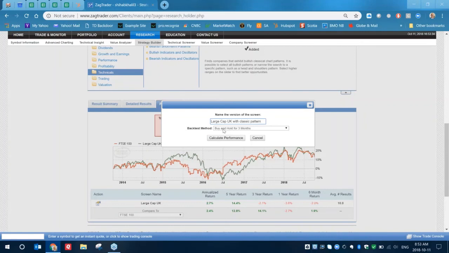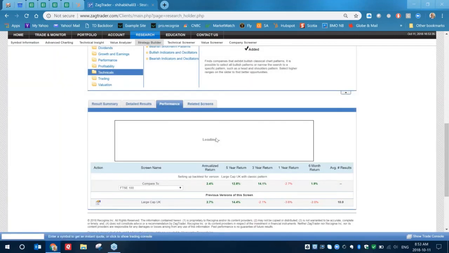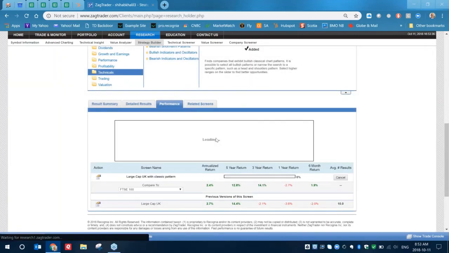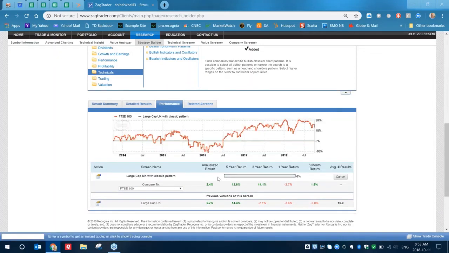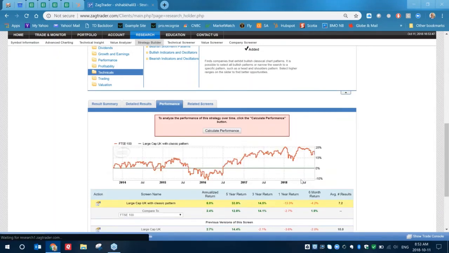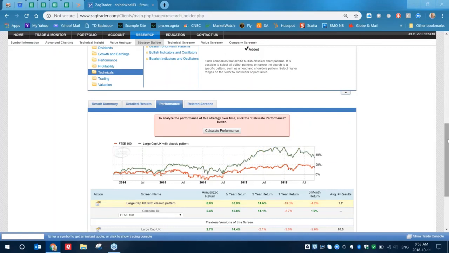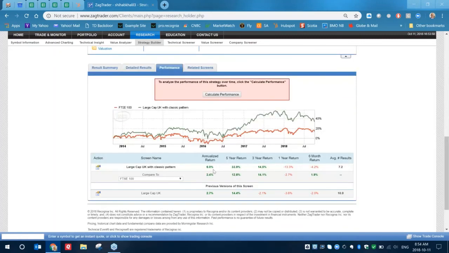And again, I'll backtest. And this little bar here, this is called the progress bar. This shows us the progress of our backtest. It's a fairly complicated calculation. It typically takes 15 or 20 seconds to complete one backtest. And by adding that bullish classic pattern, ooh, look at that. Notice that my performance now is quite a bit better than the FTSE 100. In fact, my annualized return is now up to 6%, versus being 2.7% before. So I've actually made quite a significant improvement.